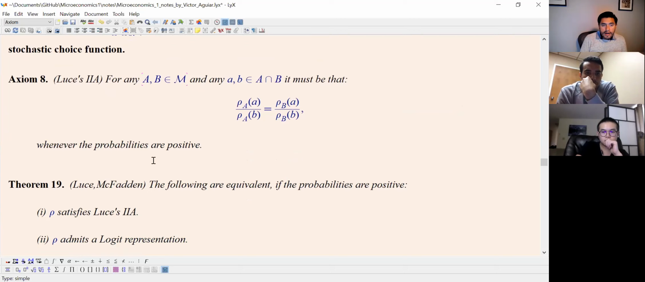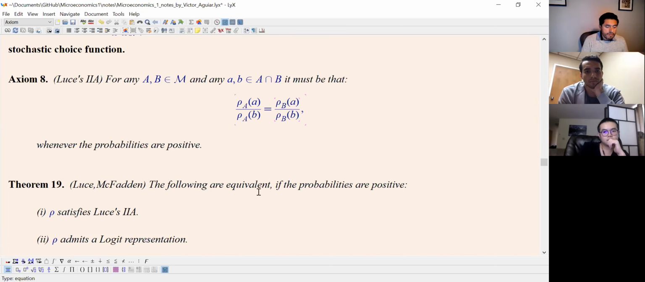So now the loose IIA, the independence of irrelevant alternatives, means that for any 2 menus in this collection of menus, and any 2 alternatives that live in the intersection of the menus, I have this equality of ratios, right? So the probability of A divided by the probability of B conditional on the menu A is equal to the probability of A divided by the probability of B conditional on the menu capital B, whenever the probabilities are positive. So this is only defined for positive probabilities.